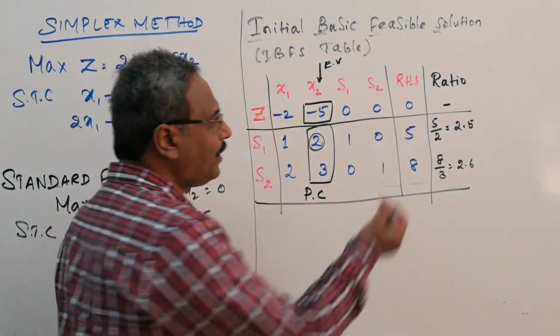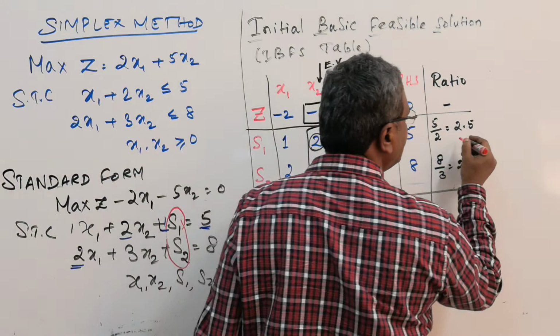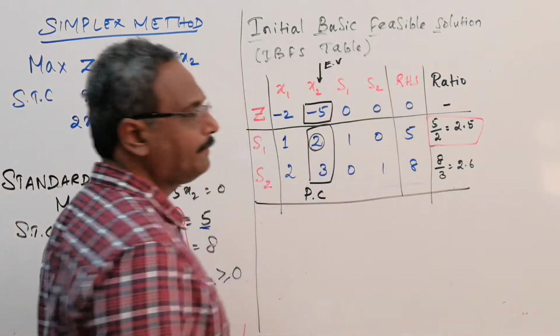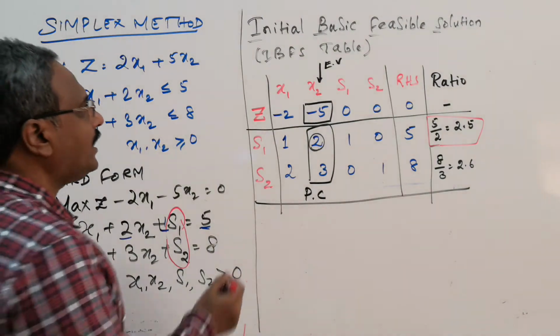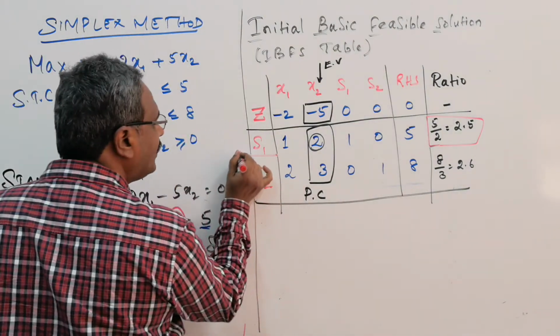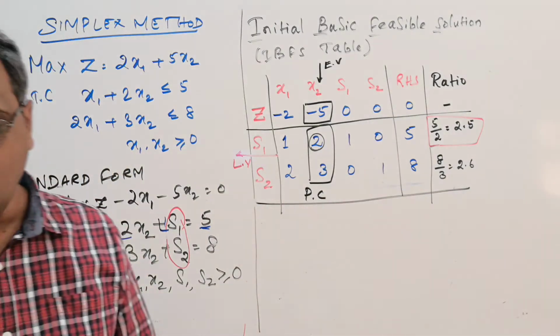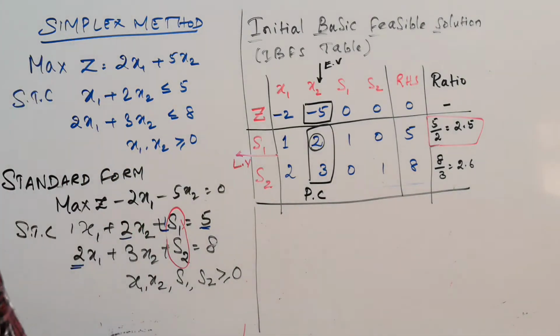Here I am having 2.5, here I am having 2.6. So the least positive ratio is 2.5. The corresponding row is called leaving variable. Understand the idea now? This is the simplex algorithm.